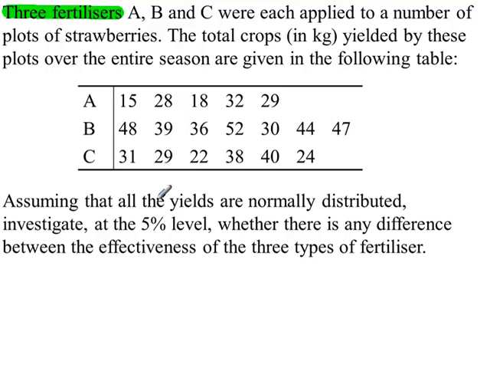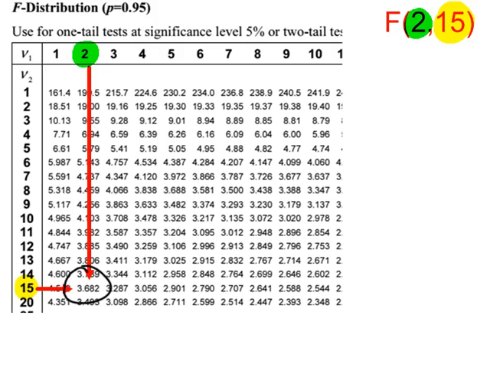We're using a 5% significance level. It's always a one-tailed test. All ANOVA tests are one-tailed. So now we can go to the F distribution tables in the formula book. 3.682 is our critical value.